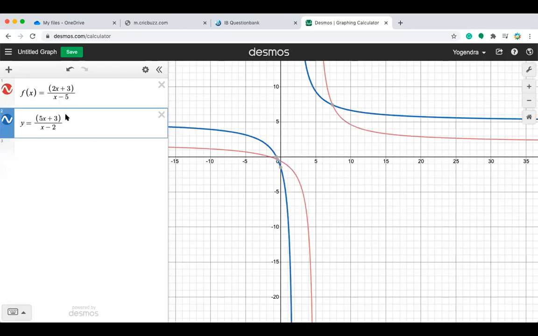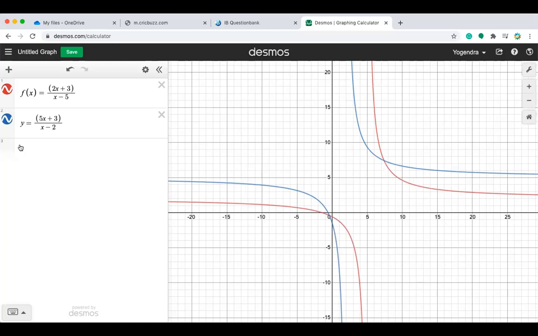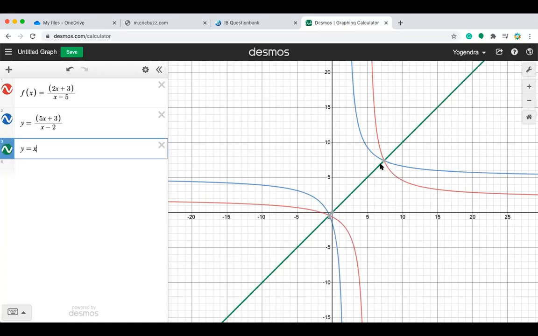If you see, the inverse of this function was (5x plus 3) over (x minus 2), and the original function was (2x plus 3) over (x minus 5). So you can clearly see that it is getting reflected in y equals x line. So this part of the graph, which is here, got reflected here. So this is how you find out the inverse function of the rational functions.